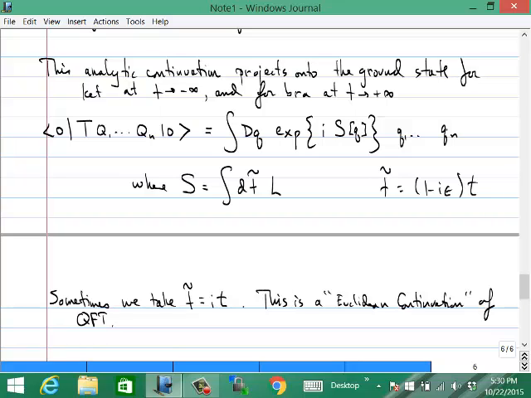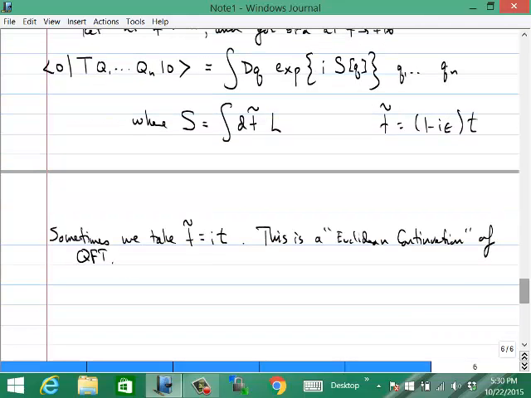It's an incredibly useful thing to do under many circumstances. We're not going to dwell too much on it in this class because it's useful for all sorts of reasons that are sort of subtle that I don't want to get into quite yet. But it is something that you may run into. And it's probably worth understanding why this is called the Euclidean continuation.